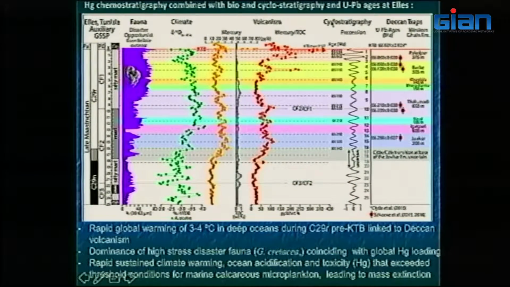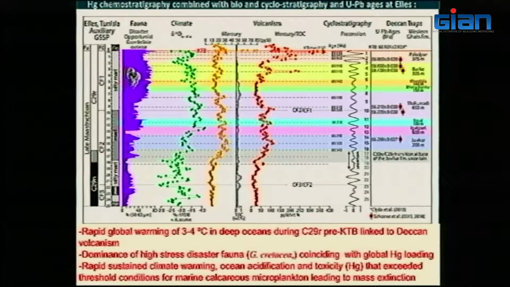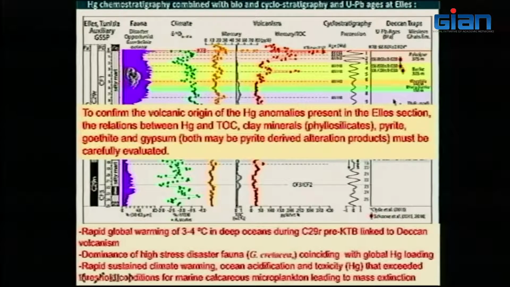It's very important because it corresponds to the warming and also to the appearance of what we call disaster opportunist planktonic foraminifera species. These are the ones that occur when all the other ones are gone, because you have a lot of stress in the sea, namely probably acidification, as you will see later. So it means that we have a rapid global warming of 3-4 degrees in the deep oceans during that period, and a dominance of high stress disaster fauna during this time. Clearly this has to be linked with the Deccan Traps activity.